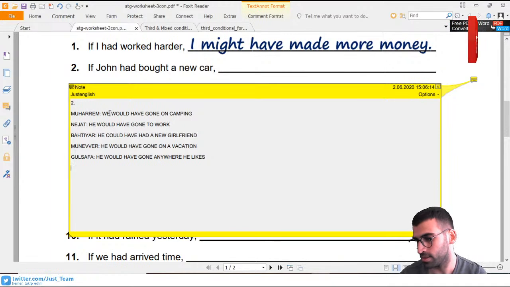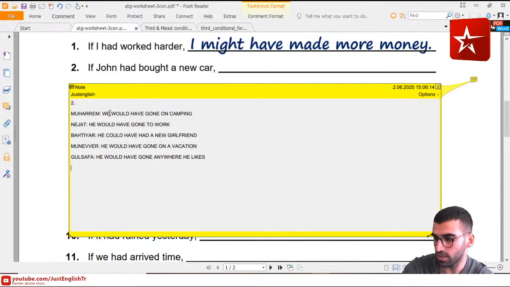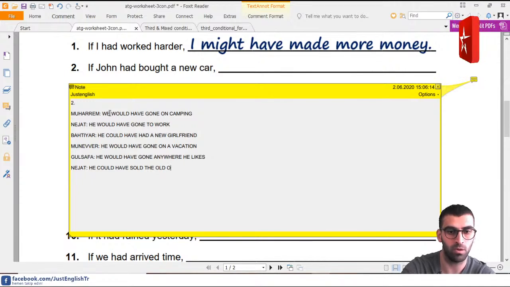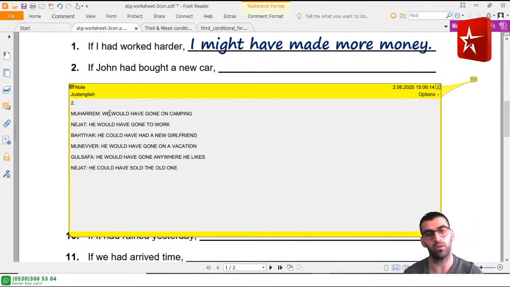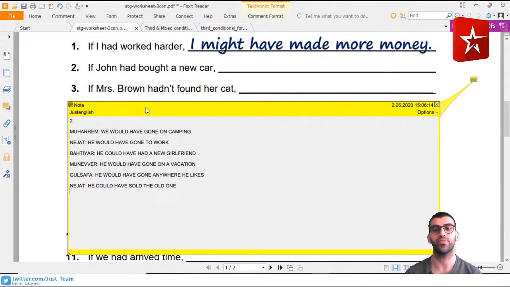He could have sold the old one. Yeah, Nejat says he could have, like the short version, he could have sold the old one. Yes, that is the correct answers for number 2. And let's continue with number 3.